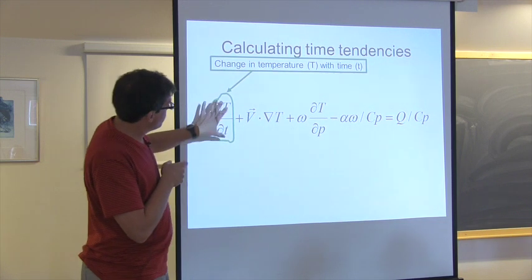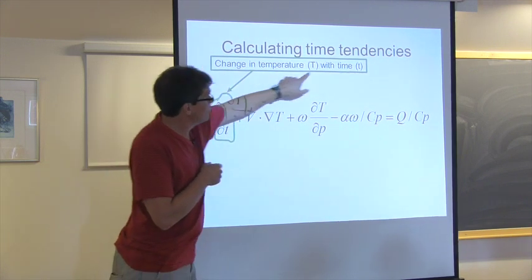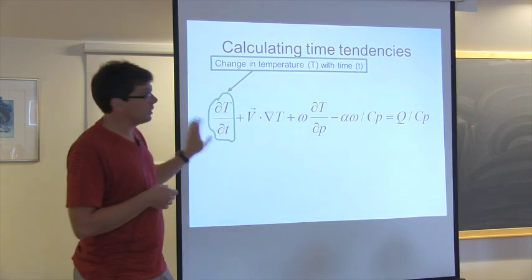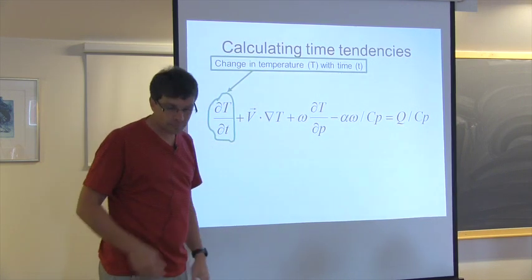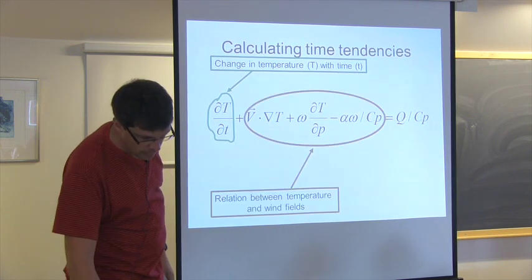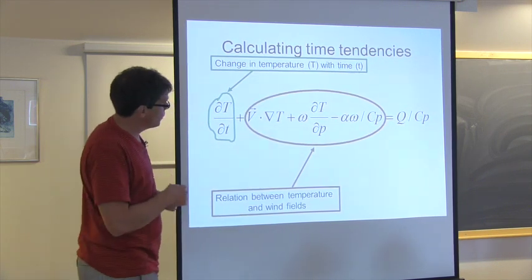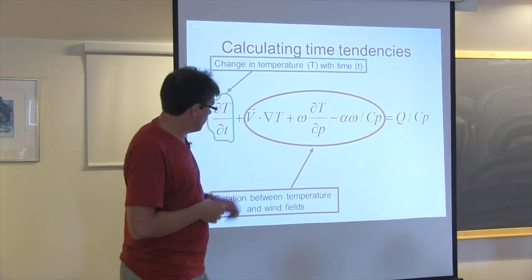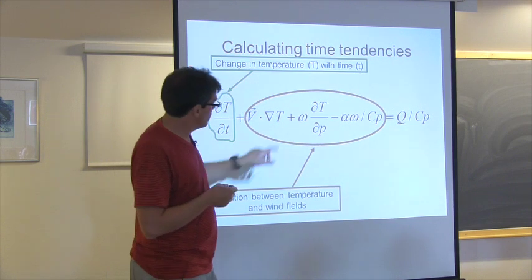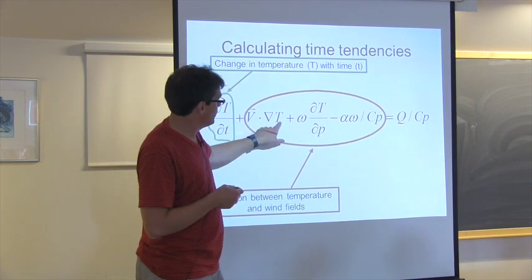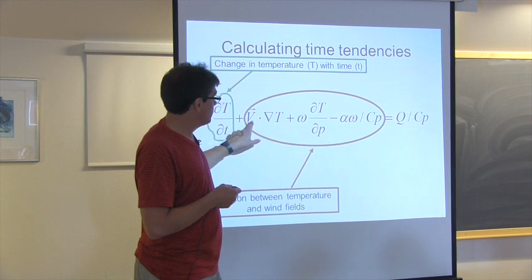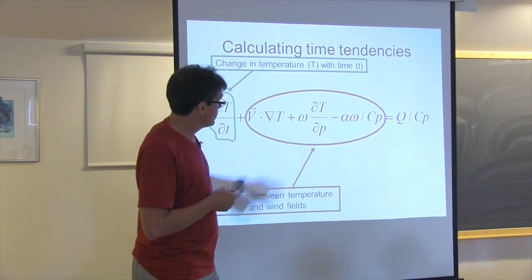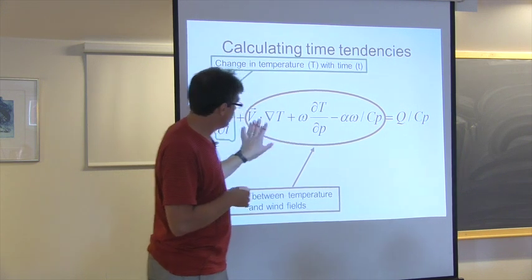This term says that temperature, big T here, changes with time according to something that is described here. And this something is a few terms, and these terms are all related to relations between temperature fields and wind fields. So there are winds and temperatures. These are also winds and temperatures, but never mind about that.